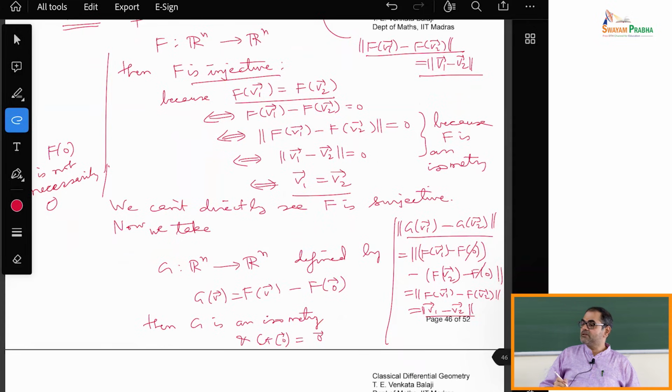Okay, so you have an isometry now which takes 0 to 0. But what we have proved is that if you have an isometry which takes 0 to 0, then it preserves norm, it preserves the dot product, and it is linear. So this implies, so let me write this g correctly.